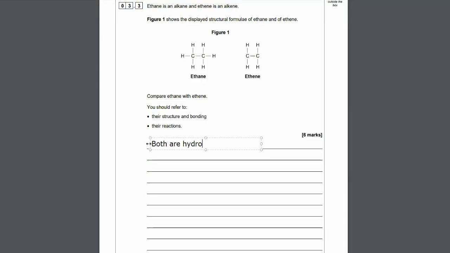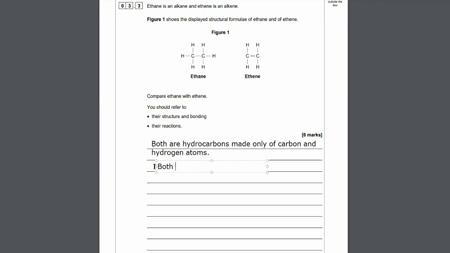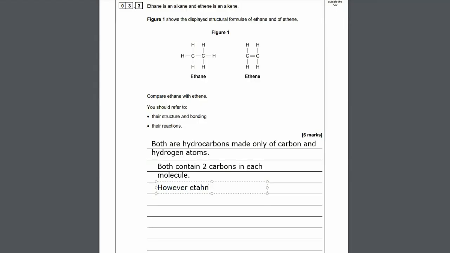Okay, let's go through the differences. So both are hydrocarbons. They both contain carbon and hydrogen only. So that's going to get you a mark because that's a similarity. Another similarity we can find is that both contain two carbon atoms. However, ethane has six hydrogens and ethene only has four hydrogens. So when you're doing a comparison like this, you want to say what's the same and what's different. So one's got six hydrogens, one's only got four hydrogens.